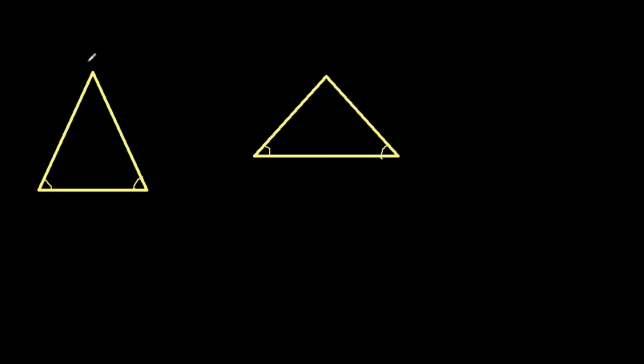Let me name the triangle. So let me call this triangle DEF and let me call this triangle XYZ. In the first triangle, I'm going to drop a perpendicular from D to the opposite side, which is EF. And because it is a perpendicular, we can say that this angle is equal to 90 degrees and this angle is going to be 90 degrees.